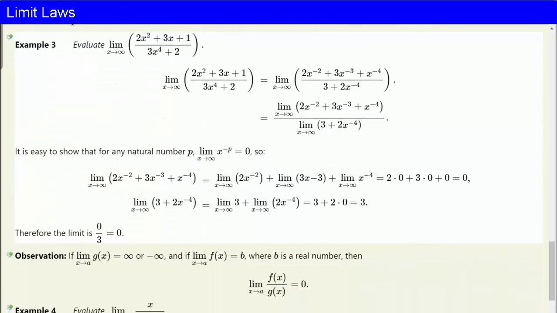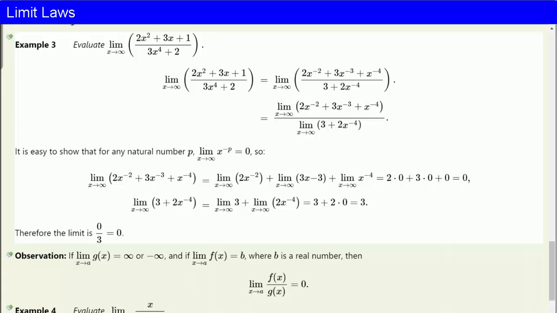The laws extend to limits at infinity for functions. Consider the limit as x goes to infinity of the ratio 2x squared plus 3x plus 1 divided by 3x to the fourth plus 2. We divide numerator and denominator by the largest power of x in the entire expression, which is x to the fourth. And that leaves us with the ratio of 2x to the minus 2 plus 3x to the minus 3 plus x to the minus 4 divided by 3 plus 2x to the minus 4.